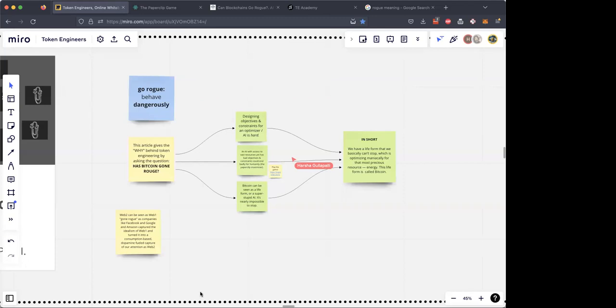It could totally go rogue because people seem to be doubling down on it as digital gold almost, which wasn't its purpose originally. People are buying and holding it, and that makes it more valuable just because people are doing that. And yeah, I don't know, it's interesting to think about it like that, as a life form that can't stop.